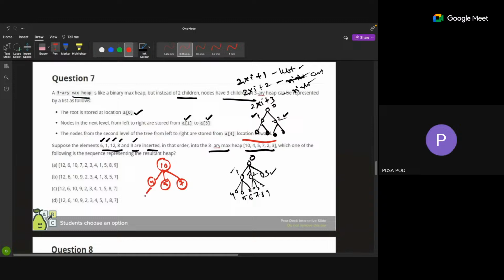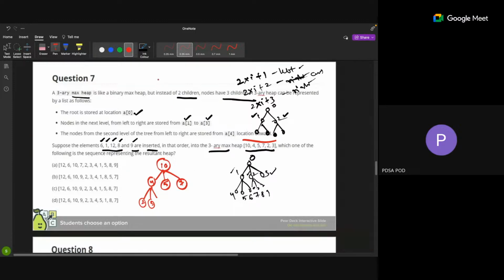Is it a max heap or not? Yes. Then 2 and 3. Sorry, I gave a wrong drawing. No problem. This is a max heap because it satisfies the max heap property.